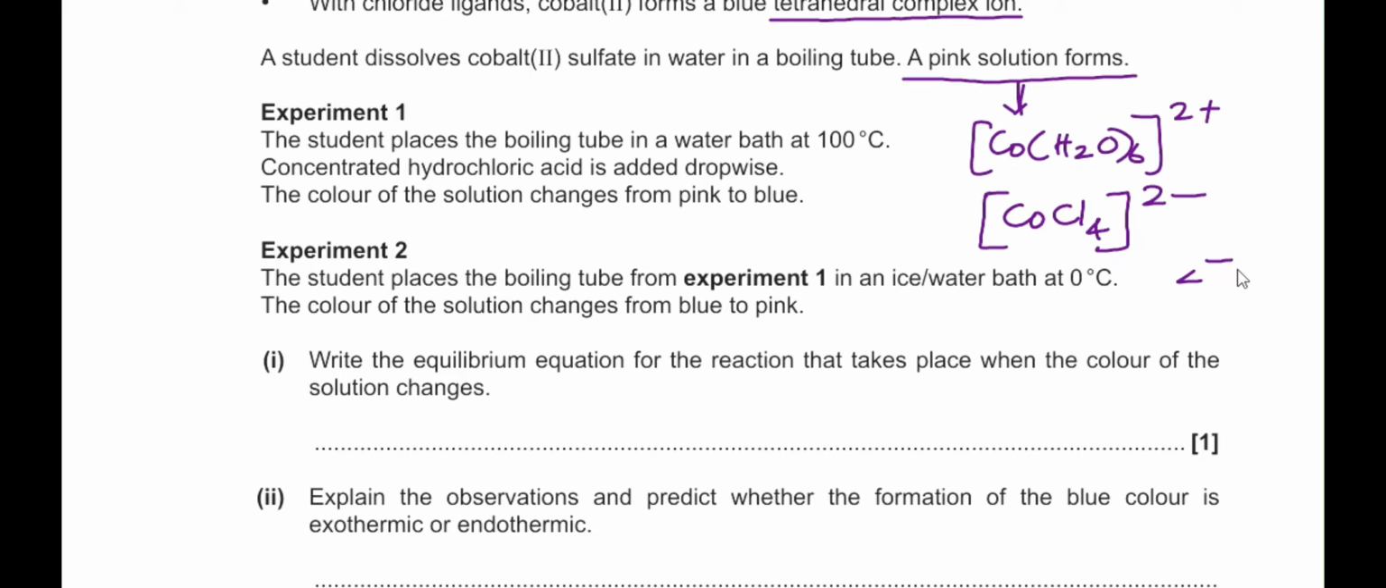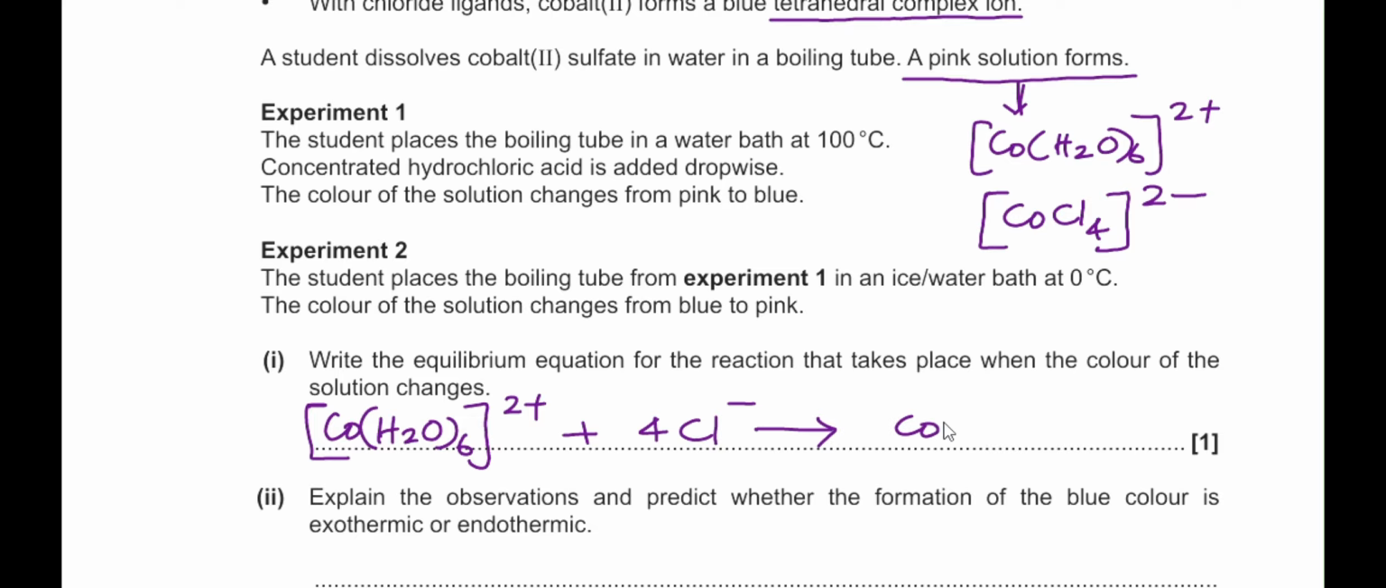So we can now write the equation, starting with Co(H2O)6 2+, plus, we need at least 4 chloride, right? So 4Cl⁻ gives CoCl4 with a 2 minus charge, plus all these water molecules have to be balanced here, so 6H2O. Since this is an equilibrium reaction, we need to show that this is reversible. That's it. Now second part.